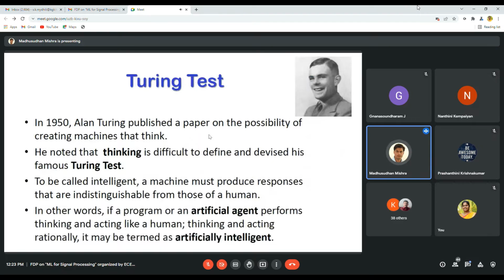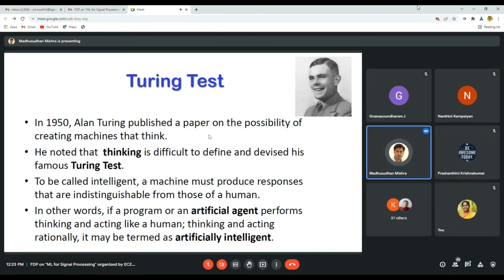So in context to artificial intelligence, this Turing test: in 1950, Alan Turing published a paper on the possibility of creating machines that can think. He noted that thinking is difficult to define, because it's not a physical quantity, so he would give some parameters. So he devised a test based on his name. That was the famous Turing test, to be called intelligent.